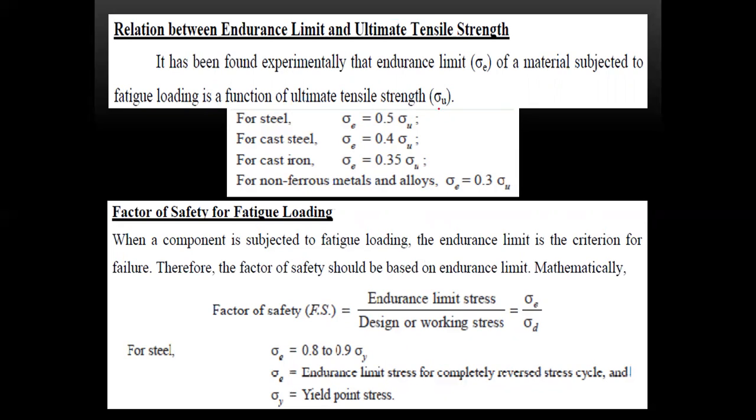Next, the relation between endurance limit and the ultimate tensile strength. Okay, so the relation between the endurance limit sigma E subjected to the fatigue load and the tensile strength. For a steel, sigma E is equal to 0.5 sigma U. For a cast iron, it is a value, right?